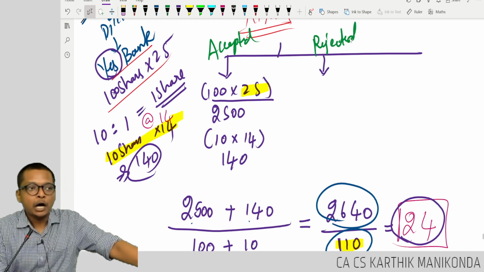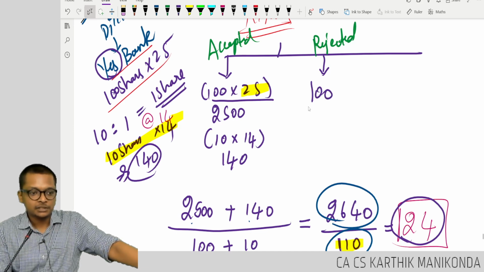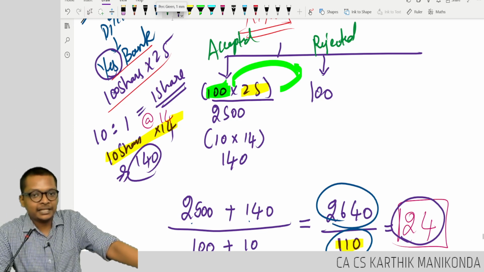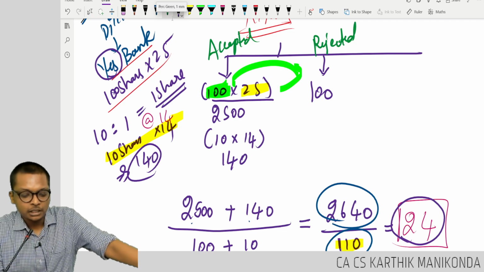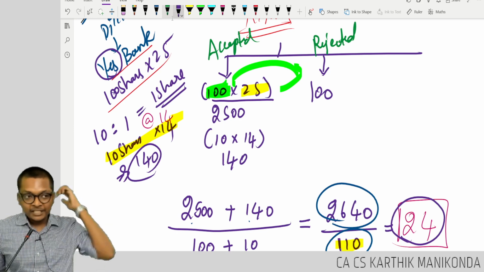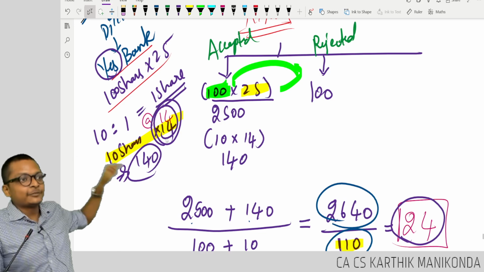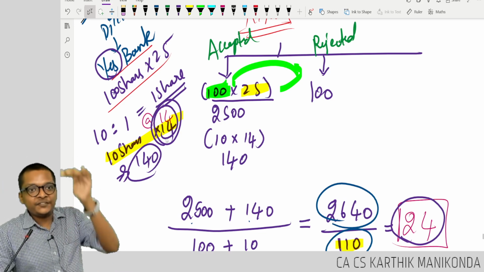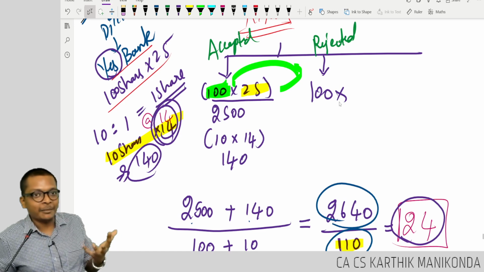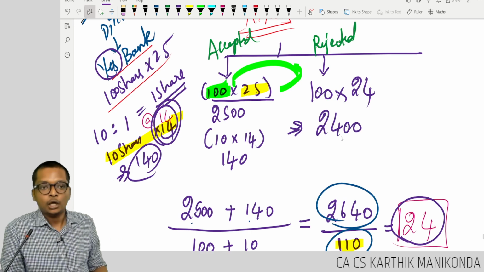If he rejected to buy, how many shares is he left with? 100 shares only. Correct? First he had how many shares? 100. He will have the same 100 shares. Now what is the value of these 100 shares? 25 was before rights issue. If he is not buying the shares at 14 rupees, somebody else will buy. So anyway, the share price from 25 will drop to 24. So he is seeing the market price from 25 becoming 24. So his revised portfolio is 2400.